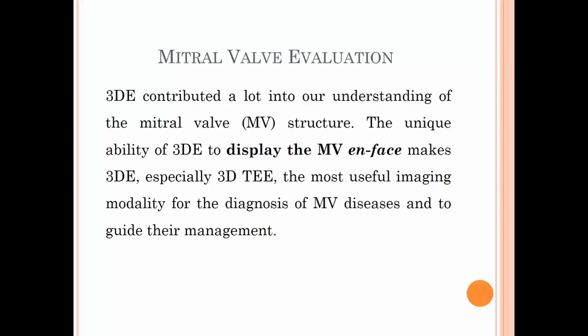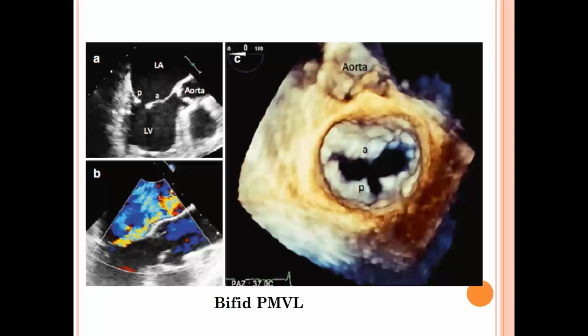So the three-dimensional transesophageal echo in particular is the most useful imaging modality for the diagnosis of mitral valve diseases and to guide their management. As you can see here, in panel A, you can see the anterior mitral leaflet, the posterior mitral leaflet, left atrium, the left ventricle, and the aorta. On displaying the color, we found an eccentric jet of mitral regurgitation. But we can never know the reason for this eccentric jet.